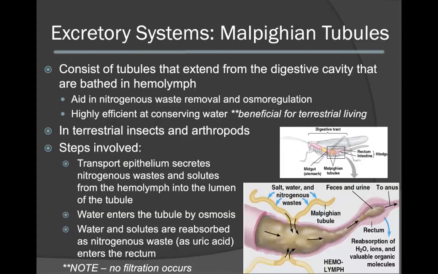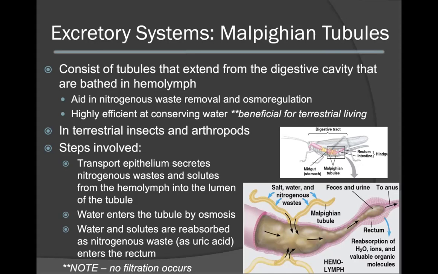Malpighian tubules are commonly found in insects, as well as other types of terrestrial arthropods. Malpighian tubules consist of blind-ended tubules that extend out from the digestive cavity. These tubules are then bathed in the hemolymph of the animal. Malpighian tubules are important in aiding in nitrogenous waste removal as well as osmoregulation. They are highly efficient at conserving water. Thus, they are considered to be an adaptation and highly beneficial for terrestrial living.